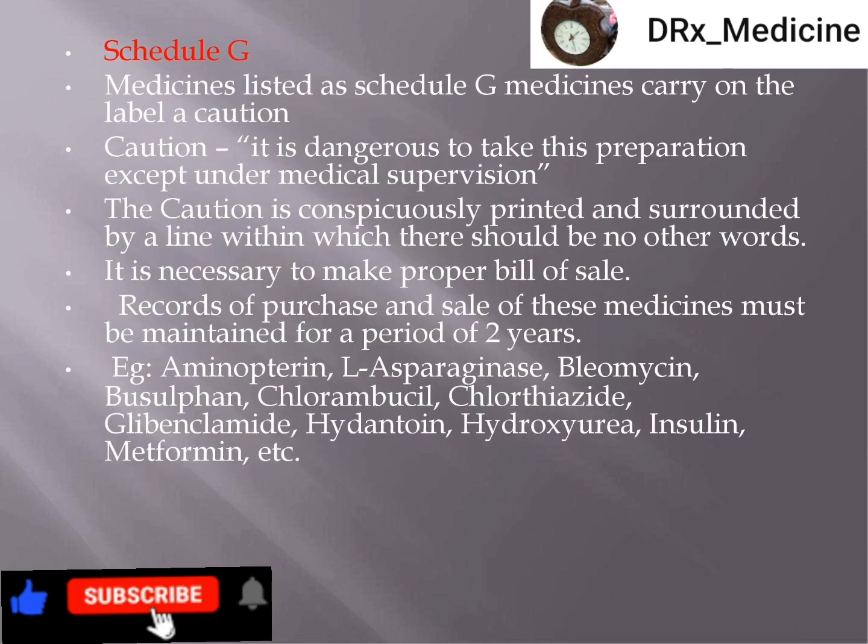Schedule G. Medicines listed as Schedule G medicines carry on the label a caution: it is dangerous to take this preparation except under medical supervision. The caution is conspicuously printed and surrounded by a line within which there should be no other words. It is necessary to make a proper bill of sale. Records of purchase and sale of these medicines must be maintained for a period of 2 years. E.g., aminopterin, L-asparaginase, bleomycin, busulfan, chlorambucil, clothiazide, glibenclamide, hydantoin, hydroxyurea, insulin, metformin, etc.